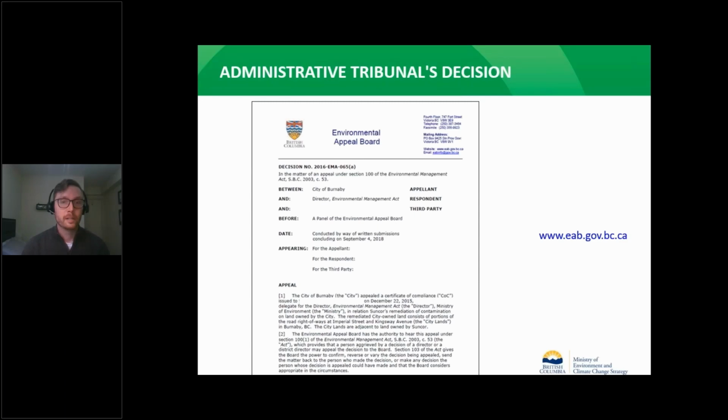At the conclusion of the appeal process, the board issues its decision and any associated direction or requirements. Should any party be unsatisfied with the outcome, they may consider applying to the Supreme Court for a judicial review of the decision pursuant to the Judicial Review Procedure Act. There are very few judicial reviews undertaken for decisions under EMA. Decisions of the EAB that have undergone a judicial review are posted on the EAB website. For more information or to access these decisions, go to the EAB website as shown on the screen at www.eab.gov.bc.ca. Next slide.